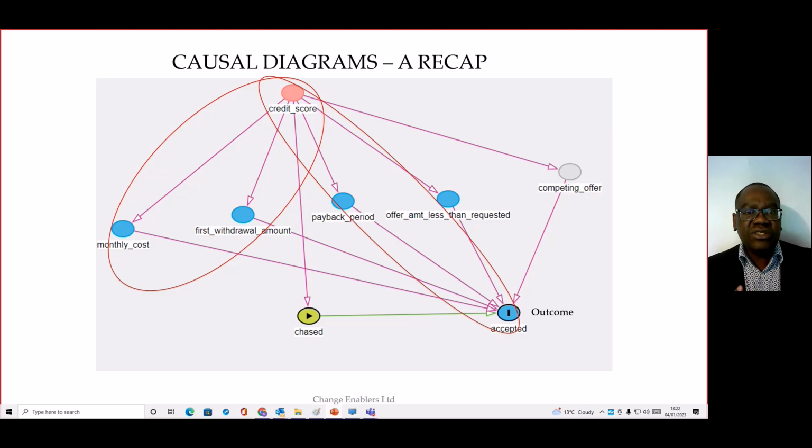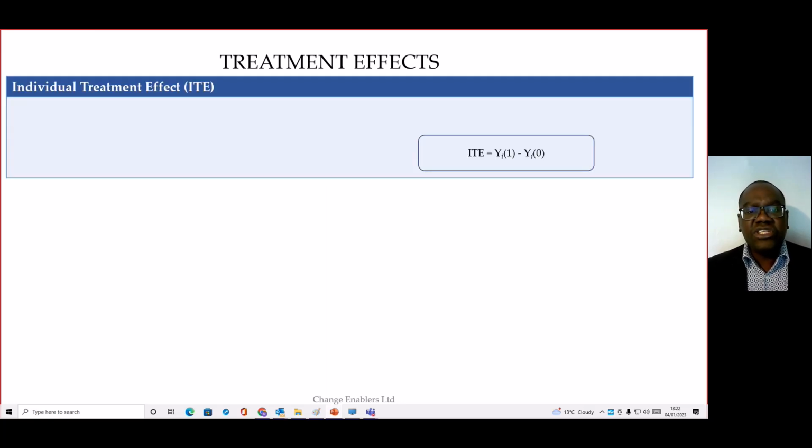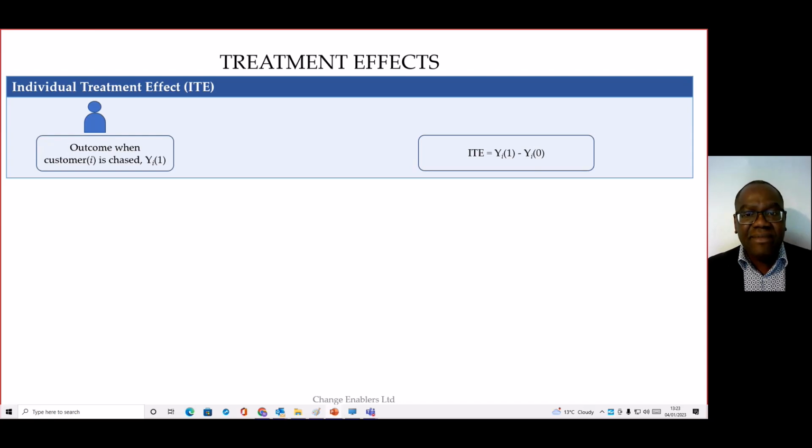Treatment effect answers the question, what is the effect on the outcome when we apply a particular intervention? And if you recall from the previous post, the solution or intervention of interest is also referred to as the treatment. There are various measurements for the treatment effect, but let's start by examining the individual treatment effect. This is calculated by the formula you can see on screen. This in effect is the difference in the outcome when an individual is treated compared to when the same individual is not treated.